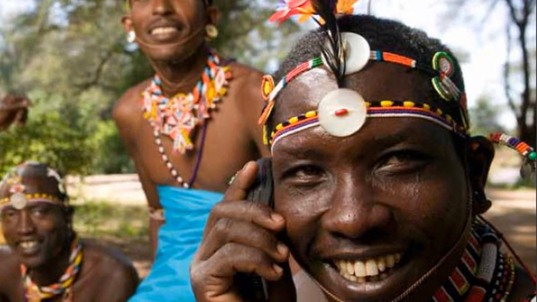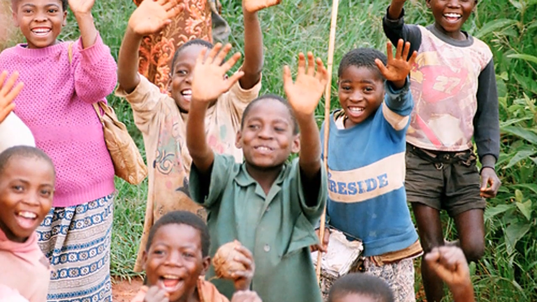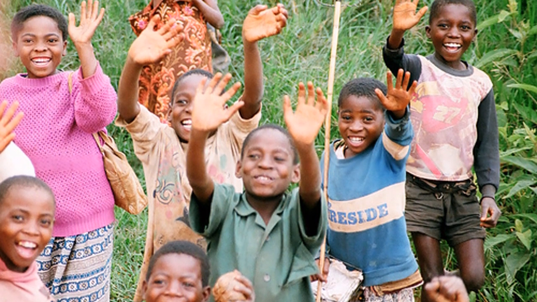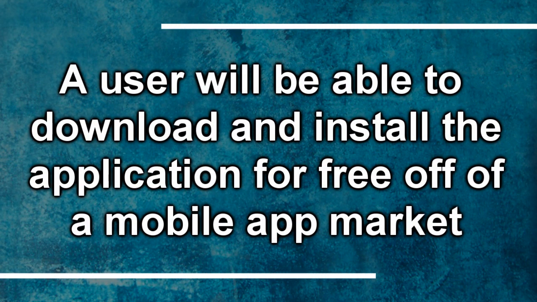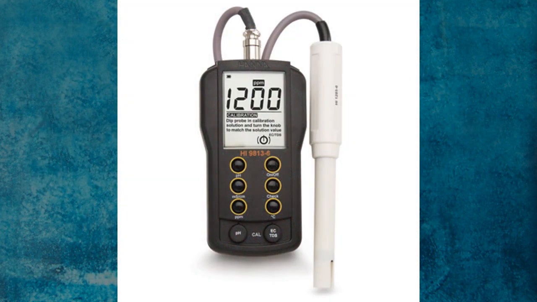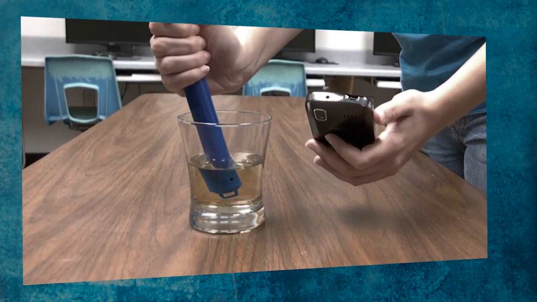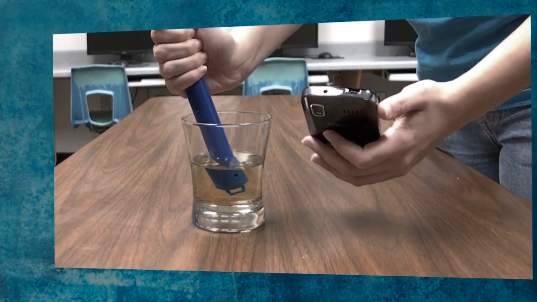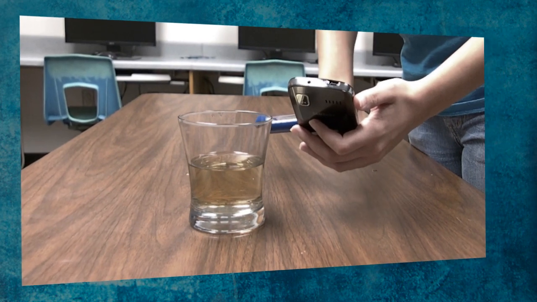With this widespread availability of mobile devices, AquaTech believes that we could reach more people using a mobile-based application. A user will be able to download and install the application for free off of a mobile app market and be given an electronic pH meter. The user will then be able to test water sources with the pH meter, and the information will be input into the system. The application will then determine the safety and drinkability of the water source.